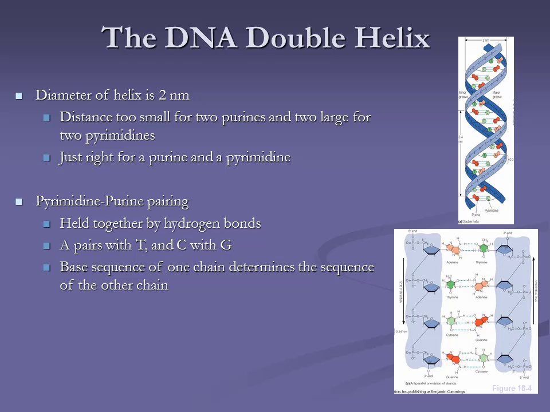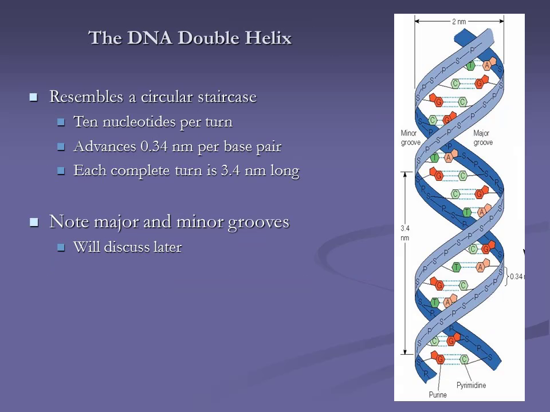Now, as we look at this structure, again, a lot of people compare it to a spiral staircase. You're going to see that there is a larger space between strands and a tighter space. These are called grooves, the major and minor groove. And this is going to be particularly important when we look at certain regulatory molecules being able to bind in this area in a sequence-specific manner. Most of that's going to be happening in the major groove where we have more space.